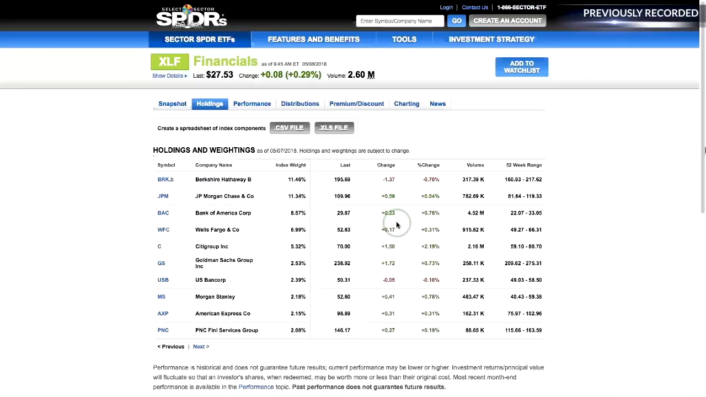You can see here, I'm on that source for financials, and it gives me the holdings. I can download them as a CSV file or an XLS file. But right there, you can see the top 3 holdings account for over 30% of the ETF. So if you're interested in XLF, you better be watching these 3 charts: Berkshire, JP Morgan, and Bank of America.